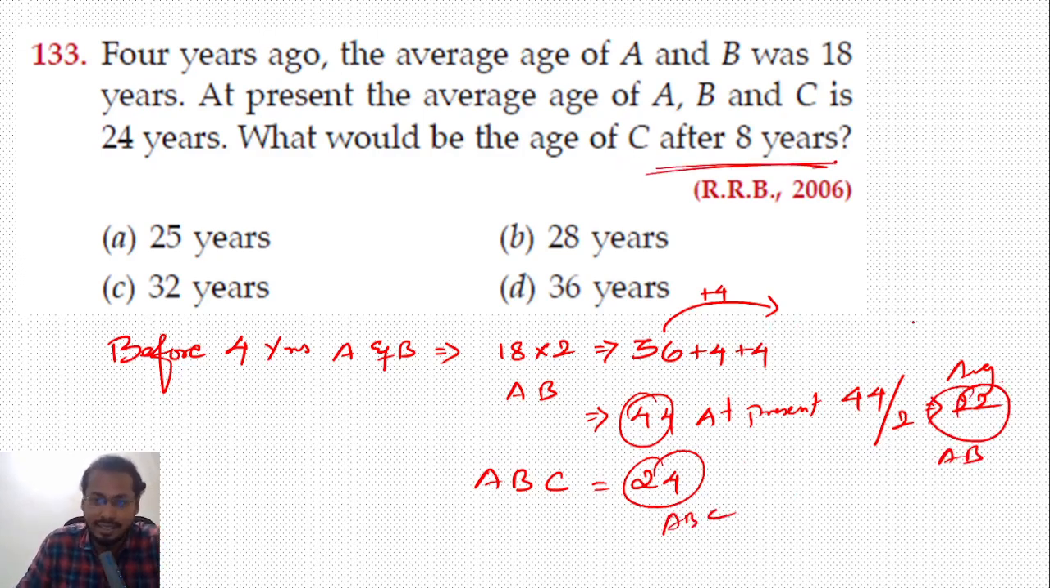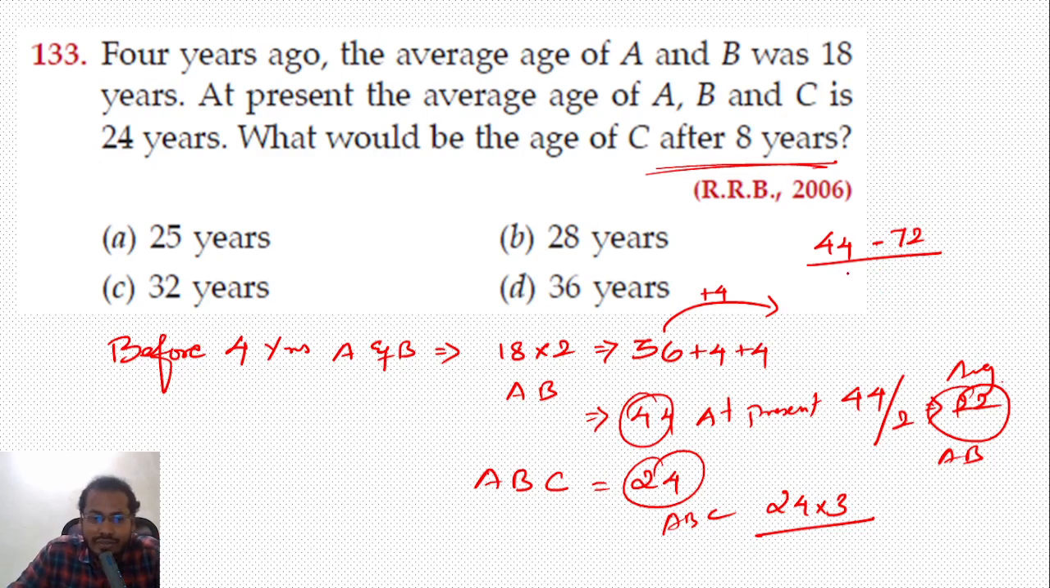They are asking independent years. So better see, here the sum of 2 persons is 44. Here the sum of 3 persons, that means 24 into 3. 24 into 3 is 72. Right, 72. The difference between these two is C's age. Okay, C's age is the difference between these two. So it will be 28 years. So 28 is the age of C.